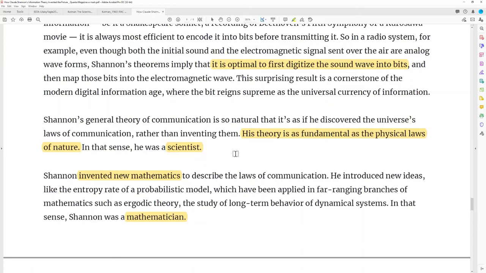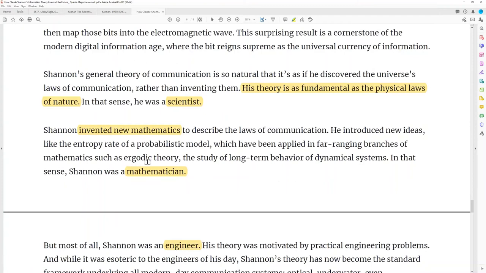This is remarkable, right? But Shannon is known as a mathematician because he had to invent, like Newton, like Leibniz, new mathematics, introduce new ideas in terms of the probabilistic model. And it has been applied in far-ranging branches of mathematics. So he was making original contributions in the field of mathematics itself.